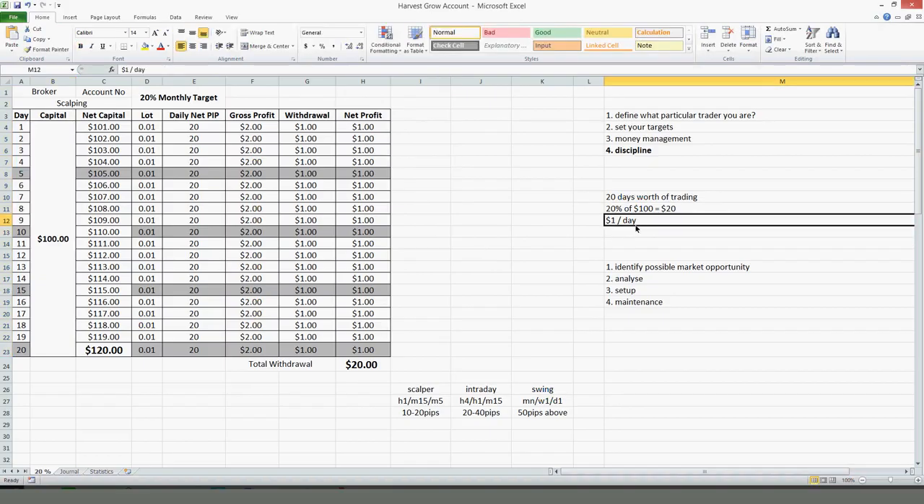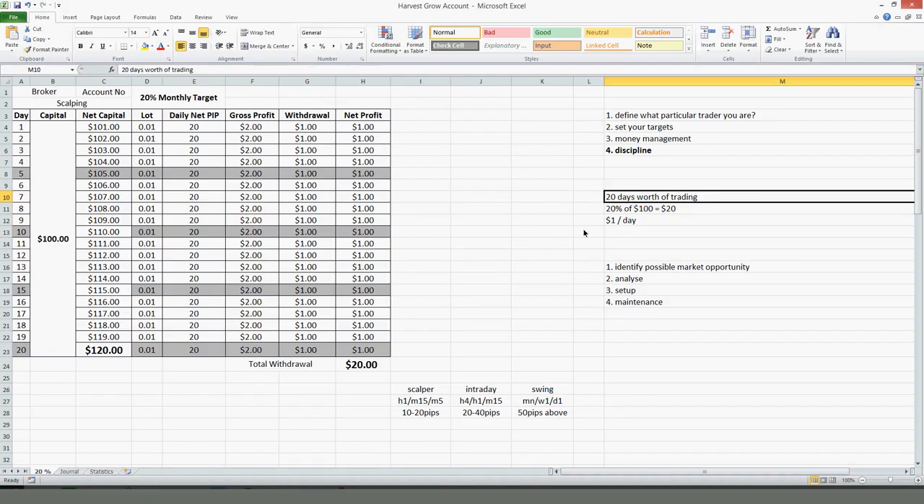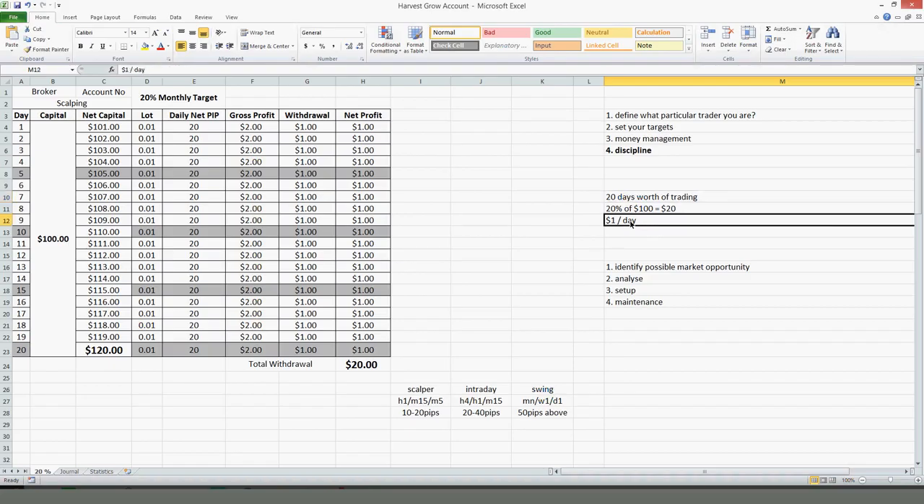Okay, so obviously every month we have about 20 days worth of trading, excluding the weekends. So if you divide $20 over the period of 20 days, then it's a much more achievable goal, since you only have to achieve $1 a day. Okay, so if you put it this way, it's much easier for you to achieve.